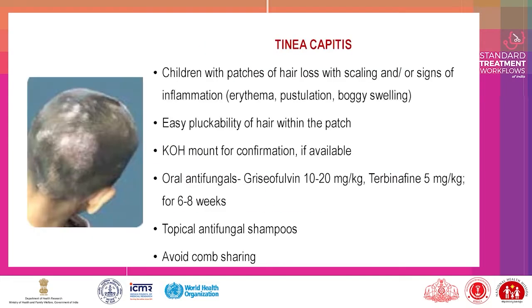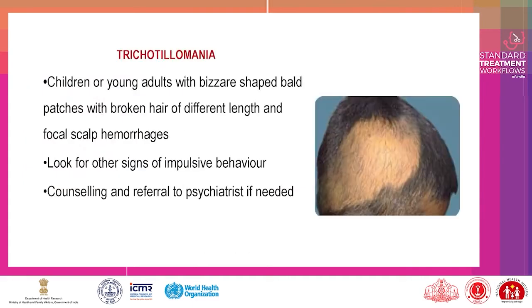Tinea capitis. Children with patches of hair loss with scaling and/or signs of inflammation like erythema, pustulation, boggy swelling. Easy pluckability of hair within the patch. KOH mount for confirmation if available. Oral antifungals, griseofulvin 10 to 20 mg per kilogram, terbinafine 5 mg per kilogram for 6 to 8 weeks. Topical antifungal shampoos, avoid comb sharing.